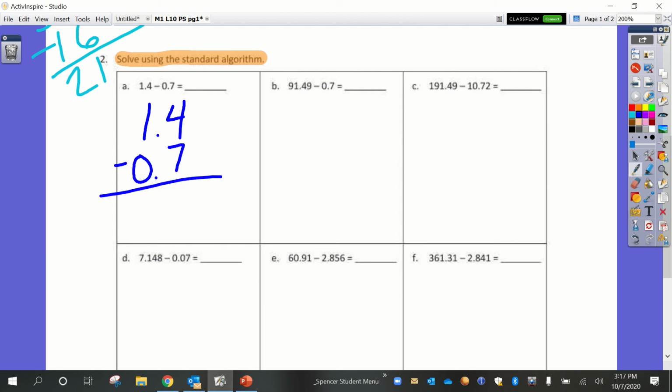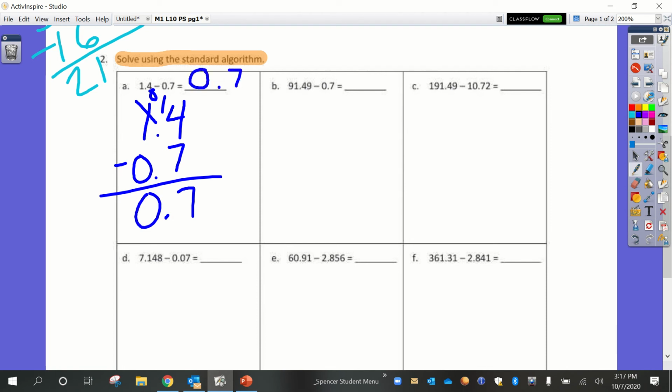Ooh, first one, we have to regroup right away. I cannot take 7/10 away from 4/10, so I need to go to the ones place and regroup those ones as tenths. Now I have 14/10 minus 7/10, well, that'll give me 7/10. Bring the decimal right down, and then 0 minus 0, 0.7.